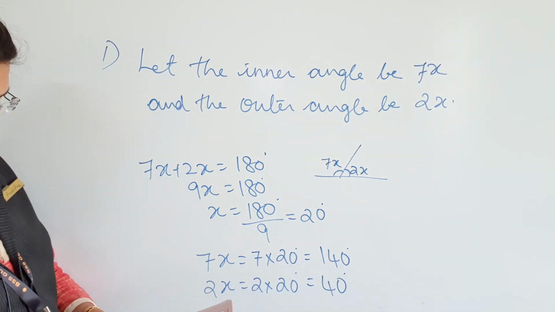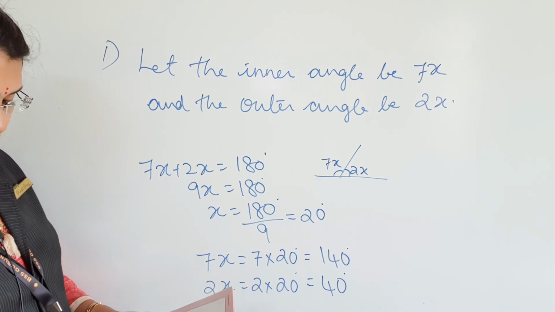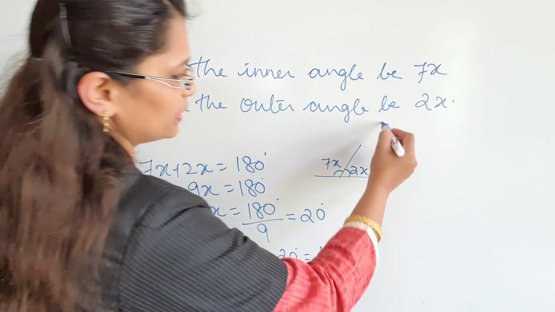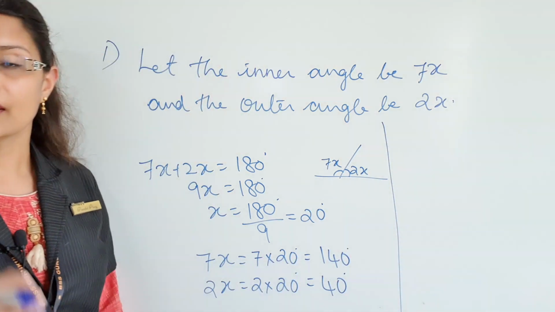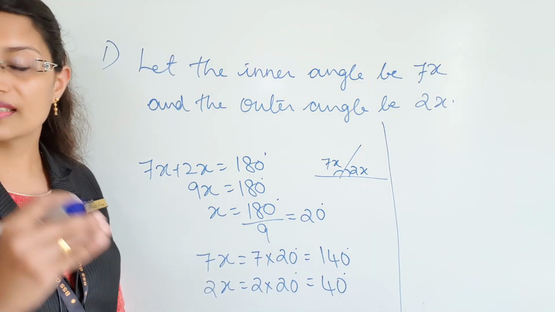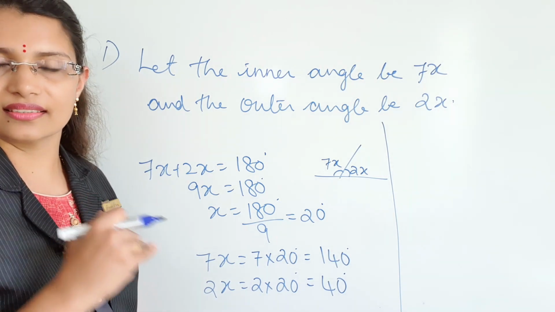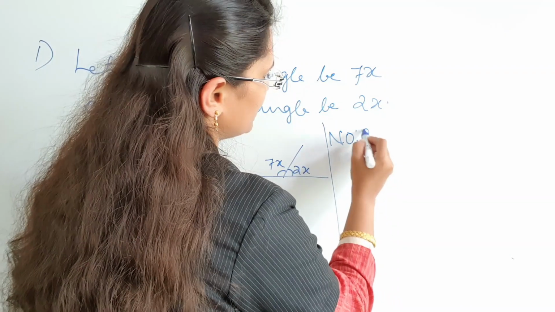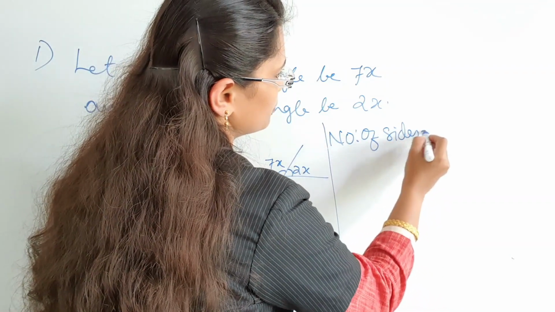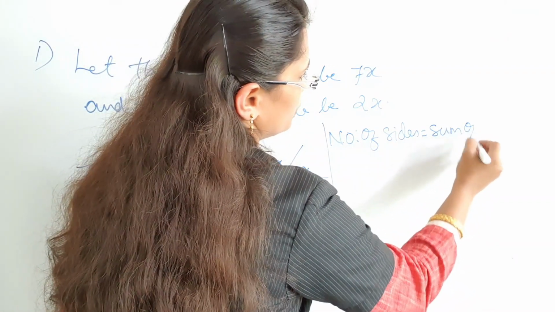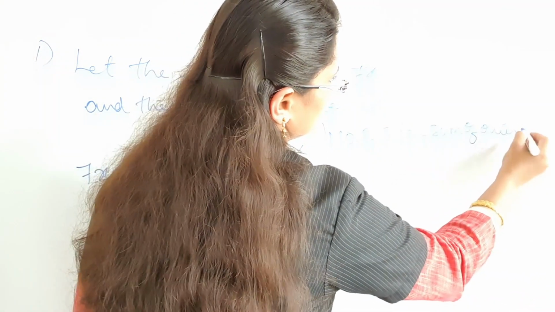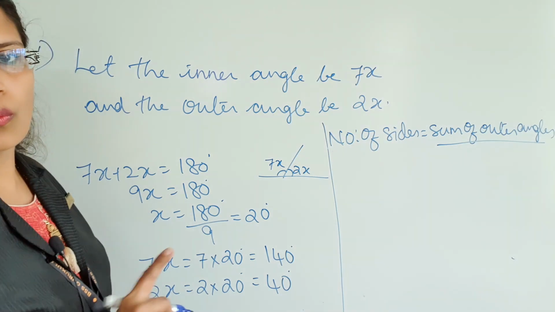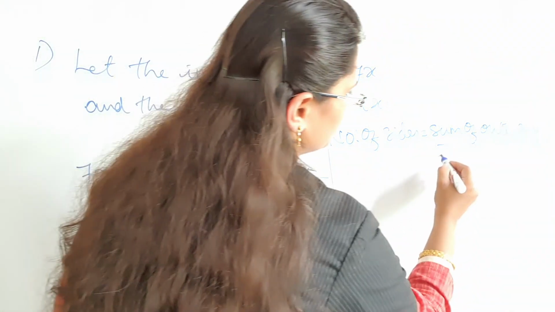Then what is the question? How many sides does the polygon have? So how to find out number of sides, children? Number of sides is equal to sum of all the outer angles divided by one outer angle. Number of sides is equal to sum of outer angles divided by one outer angle.